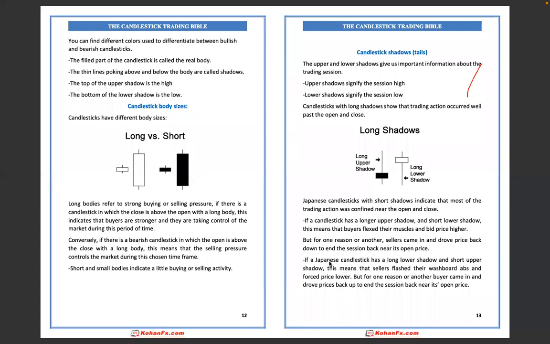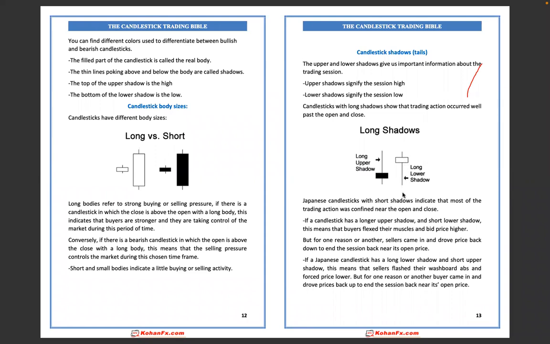On the other hand, if a Japanese candlestick has a long lower shadow and a shorter upper shadow, this means that sellers flexed their muscles and then forced price lower. So this is the session they are talking about.